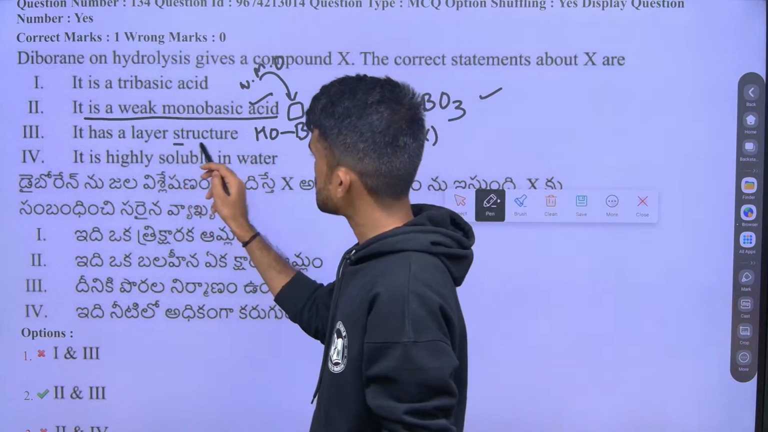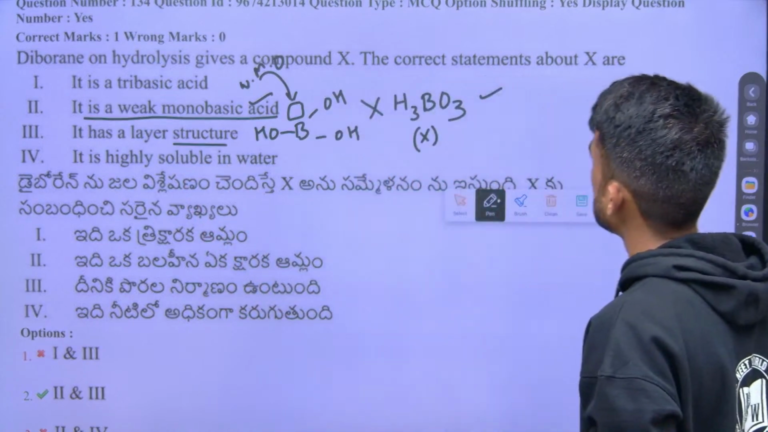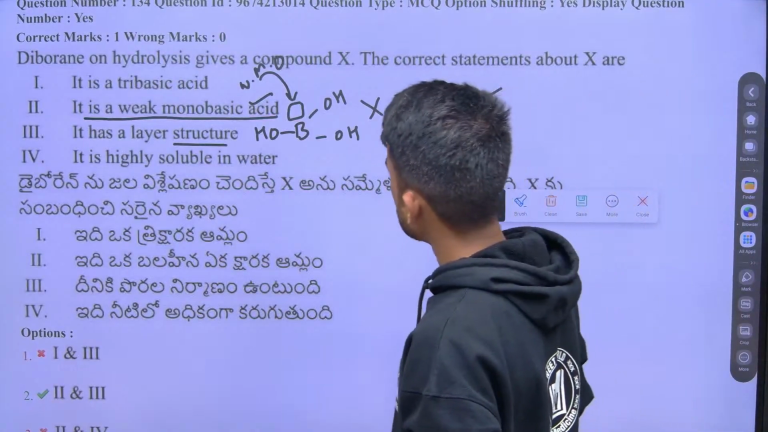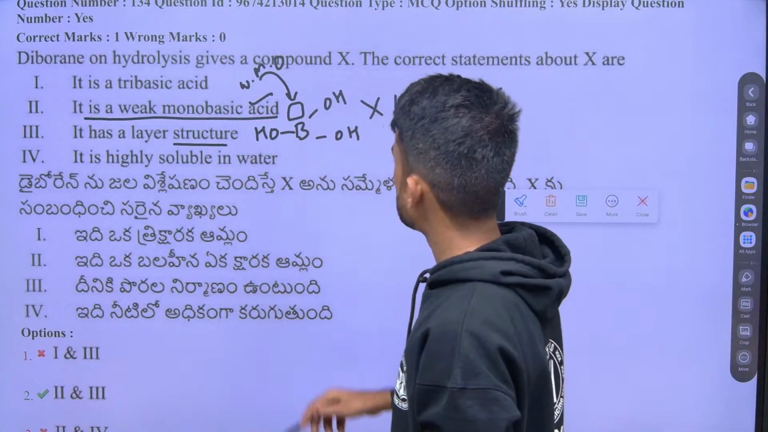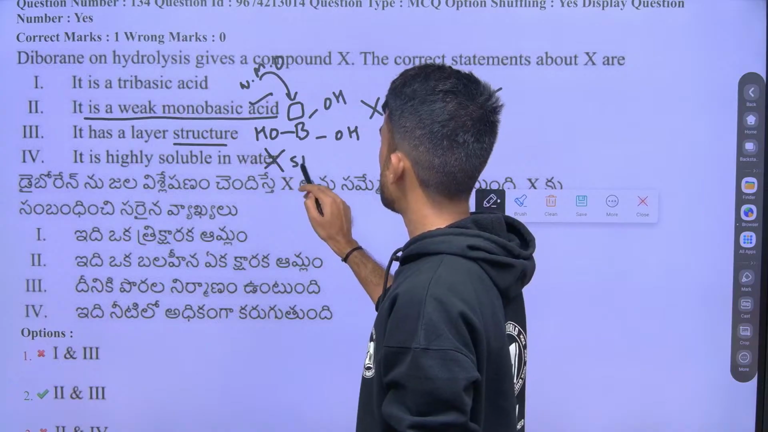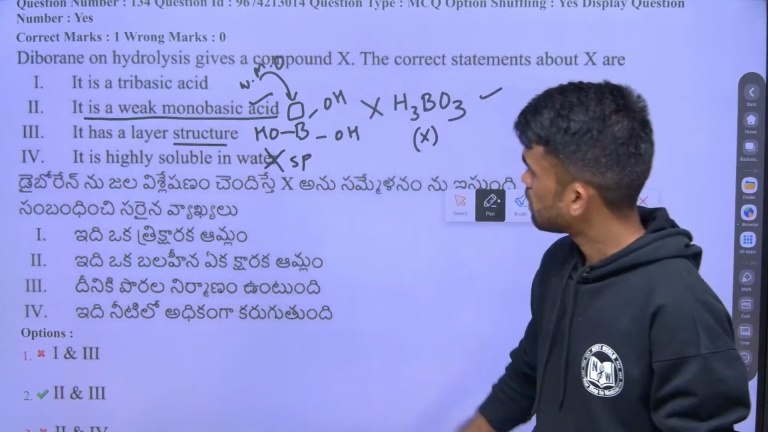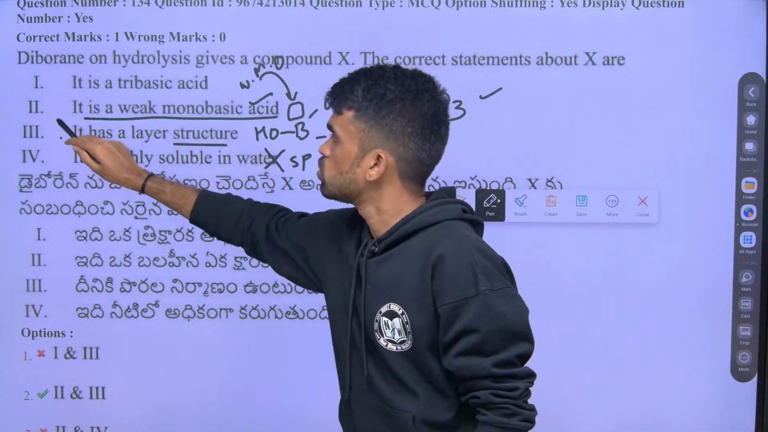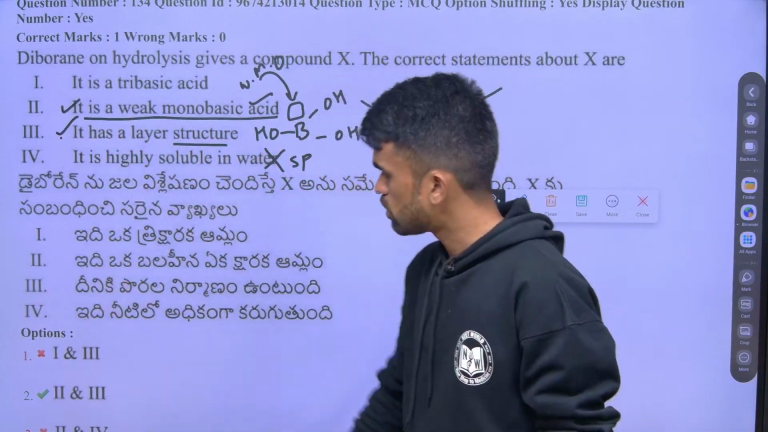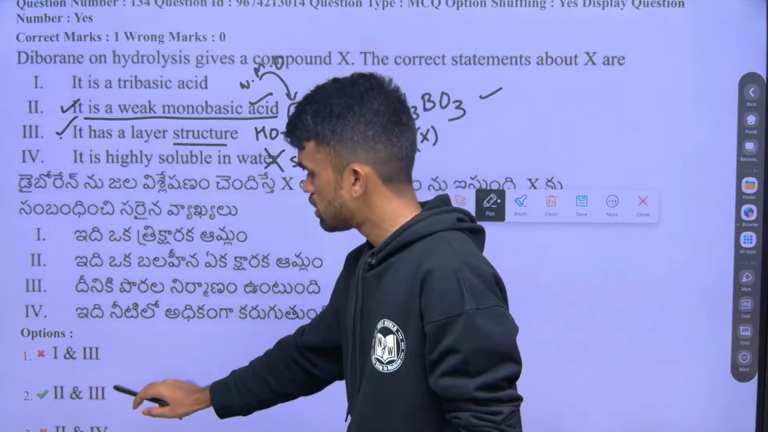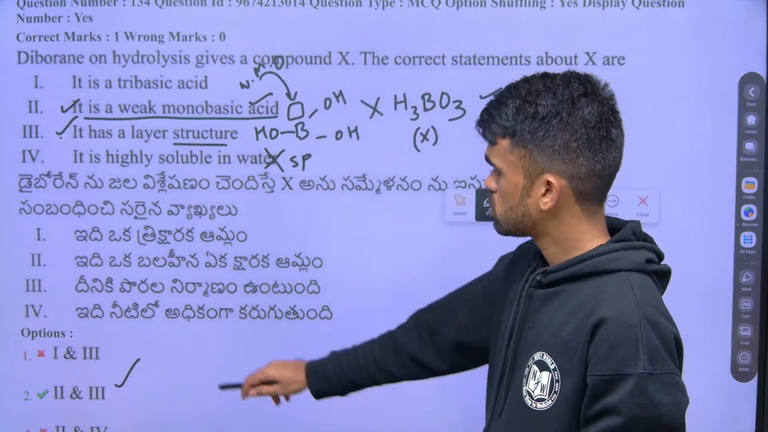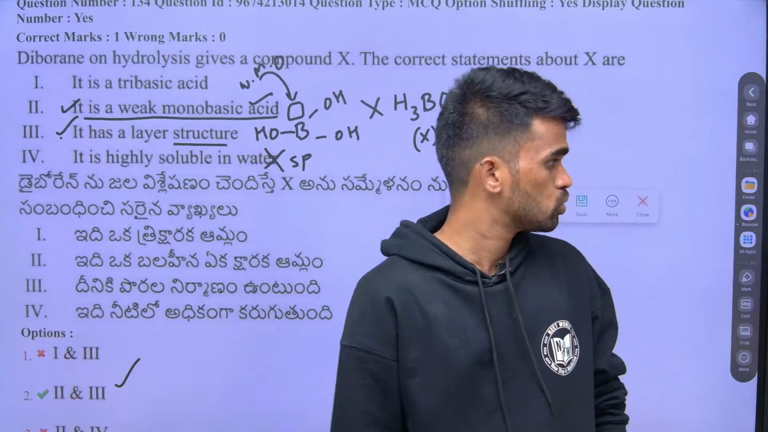It has a layer-like structure. They are asking for the correct statement. The layer structure, okay. It is sparingly soluble. It is not completely soluble, it is sparingly soluble. So out of these, 2 and 3 are the only correct statements as per the data provided here. Okay, so you can go with option number 2, which is having 2 and 3.